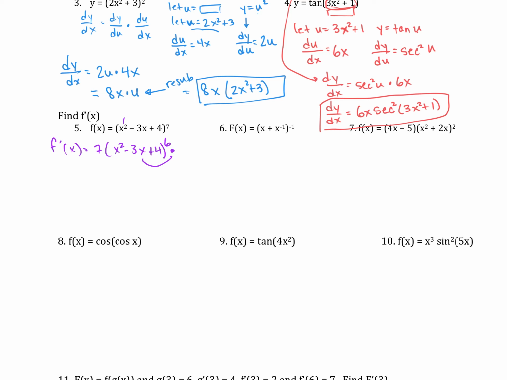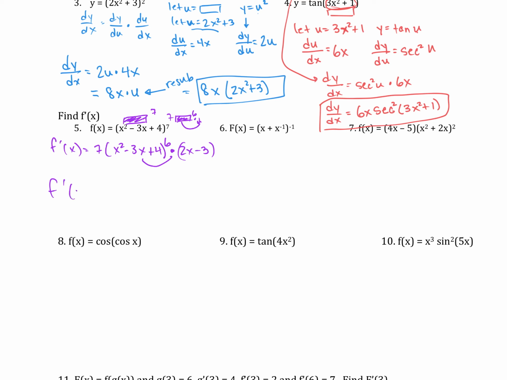So again, it's like a box. Ignore this to the 7th power. Just take the derivative of that. You get 7, this box, to the 6th, and now I have to multiply it by the derivative of what's in that box. So that would be 2x minus 3.